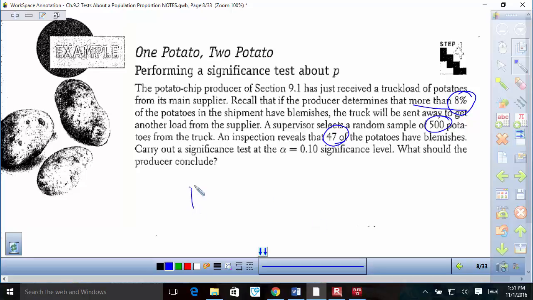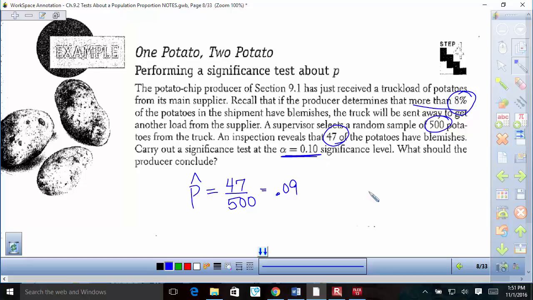Can I get a p-hat from this problem? What would it be? What is the n in this problem? Yes, 500, not 47. 500 is your n. Somebody do that math for me. 0.094? Okay, so 9% are blemished in that sample. Not in the whole truckload, just in that sample, right? Their significance level is 0.10. That's your alpha level. They told you that.